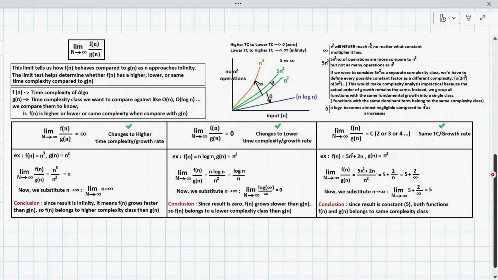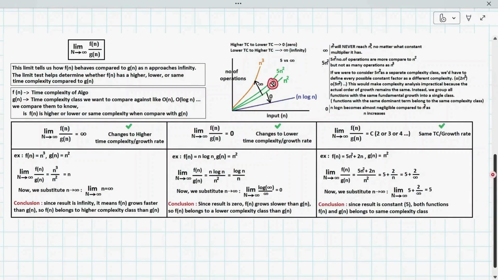Next I'm trying to prove that the difference between n square and n log n is 0. I'm taking n log n as f of n and n square as g of n. Here I'm cancelling one n, n log n by n. When I substitute n with infinity, log of infinity over infinity, anything over infinity is 0. Since the result is 0, f of n grows slower than g of n. So n log n grows very slowly compared to n square and belongs to a lower time complexity class. That is why I drew this curve as n log n time complexity.